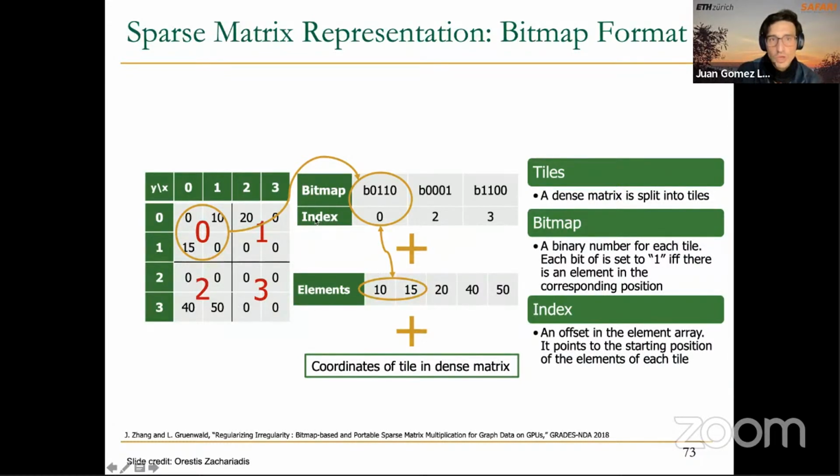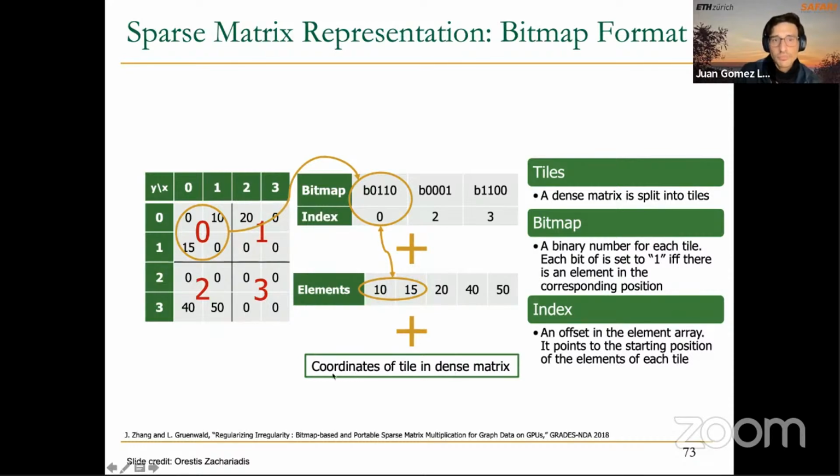Another thing that we have to store is an index. It's kind of a tile pointer that points to the exact place in the element arrays where the elements of a tile start. So in this case, these two elements, 10 and 15, belong to tile 0. So the place where these two guys are stored is given by this index 0. The next index corresponds to tile 1, this element. So it's this index 2 goes directly to this element 20. That is the only element that is non-zero in tile 1, and so on.